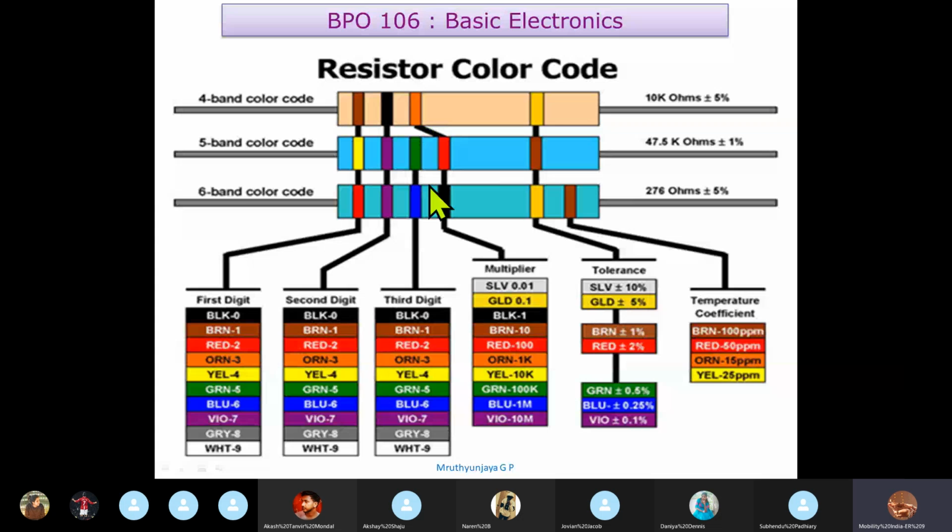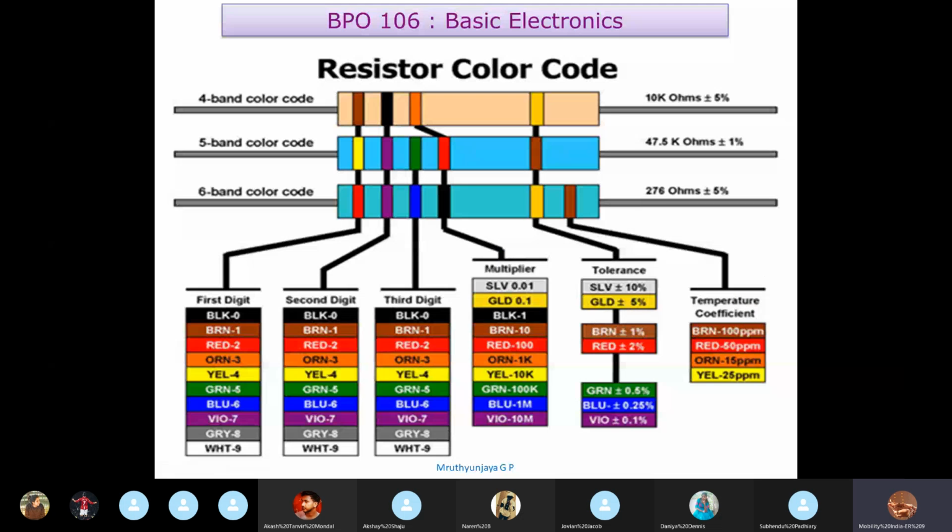The 6-band is the same as the 5-band, with the 4th band here, the 5th band here, and the 5th band would represent the tolerance. That is what is shown here. The 6th band, the temperature coefficient, is in the last line. The values are also given. A ready reference for you. Keep this handy, note it down.